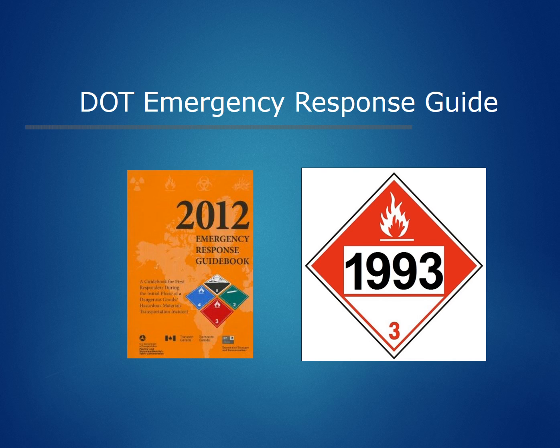DOT also has other shipping labeling requirements for transporting hazardous materials in the United States. This placard shown here has the number 1993, which corresponds to information in the ERG about how to handle spills and fires associated with this chemical.